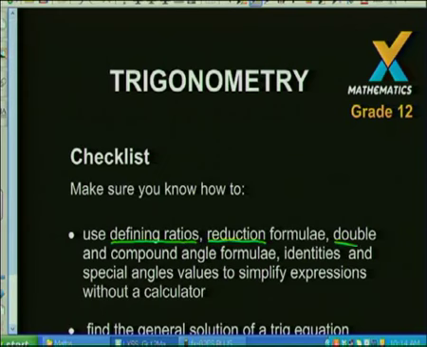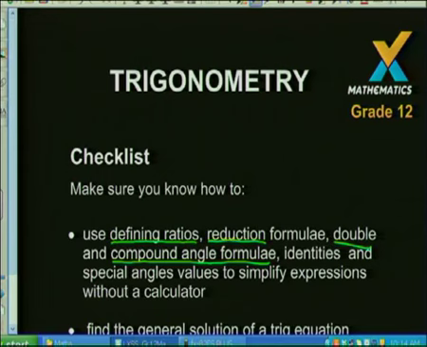Then we also look at our double and compound angles, and you will know that that is the new section of work that was covered in grade 12. That was the new stuff that you've done. Everything else I've mentioned up until now, you were taught in grade 11. Then we are going to apply the defining ratios, the reduction formulae, and the double and compound angle formulae, and we're going to use that to work with the identities and special angle values to simplify expressions without a calculator. So that is specifically what we're going to look at today.